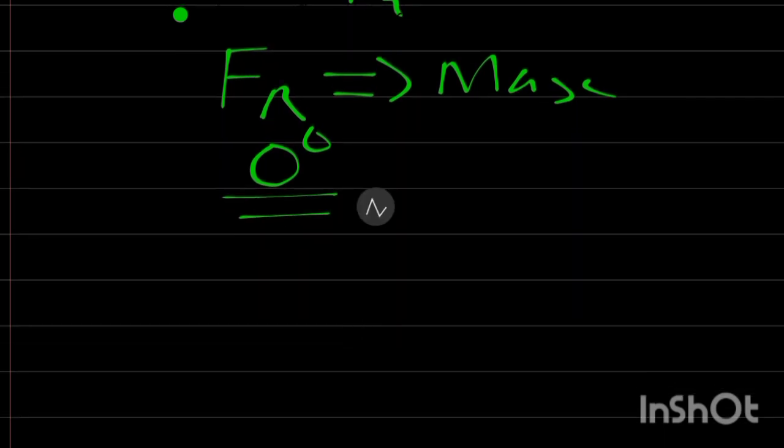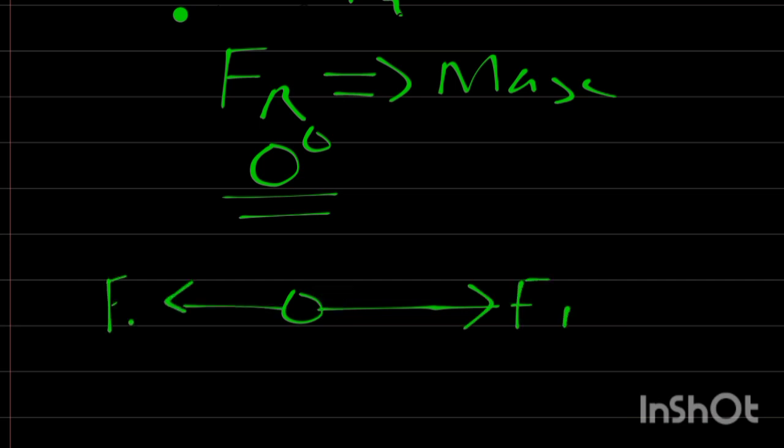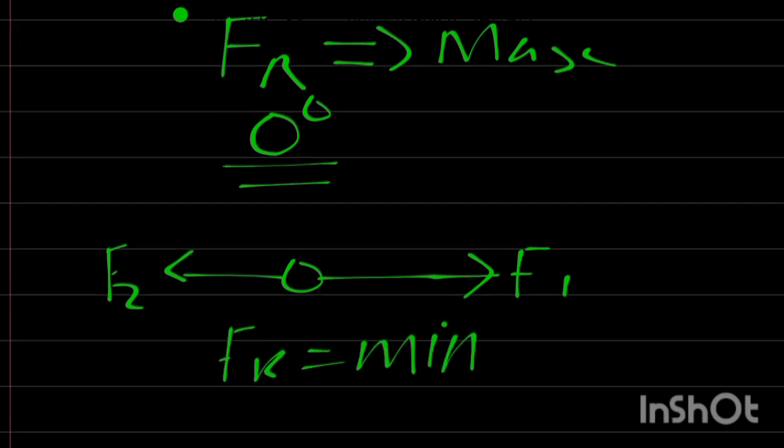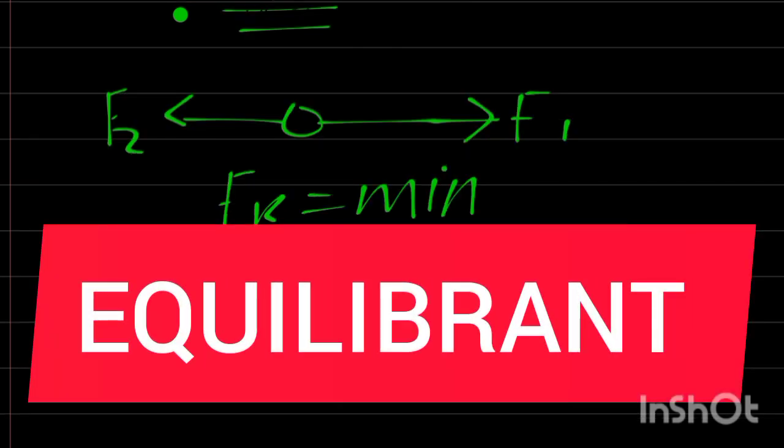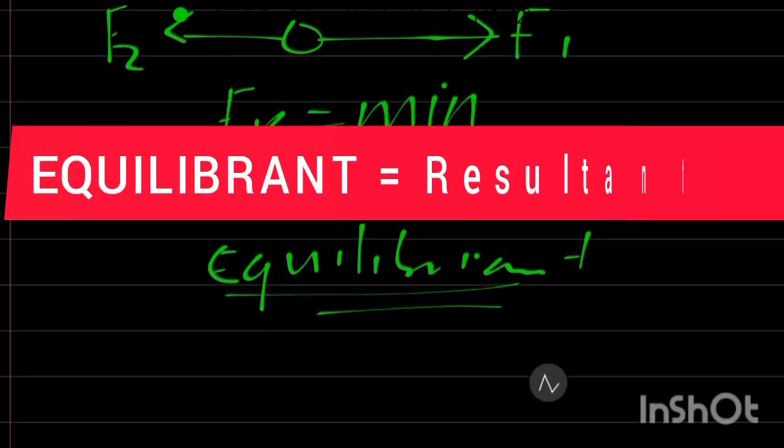Now, when the two forces, F1 and F2, are acting in the opposite direction, the resultant force will be minimum. So Fr is equal to the minimum value. That is, the angle between the two forces will be equal to 180 degree. Equilibrant. What is an equilibrant?